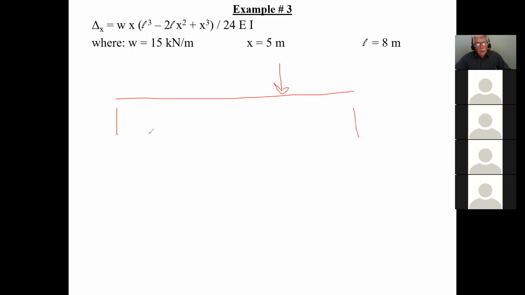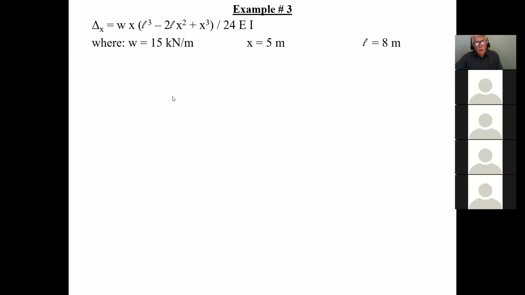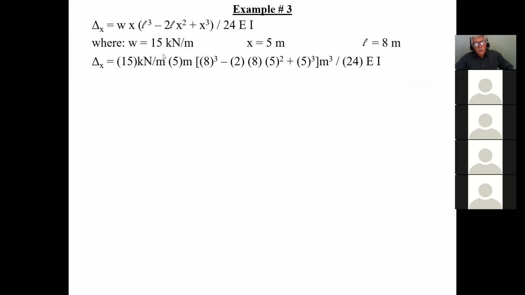We know that the span here is 8 meters. I'm sorry, we want to calculate it at a distance of 5 meters here. I shouldn't put the concentrated load like this, this is 5 meters. This becomes 8 meters. So x is 5 meters, L is 8 meters, and of course, the load was 15 kilonewtons per meter. Now, I put everything into the equation, and I simplify it, and I get delta x is equal to 17,755 kilonewtons per meter cubed.